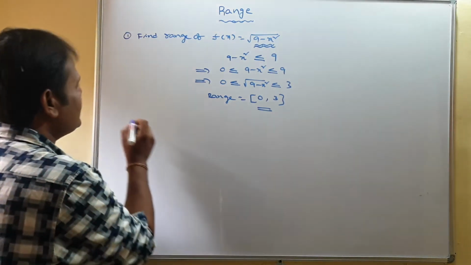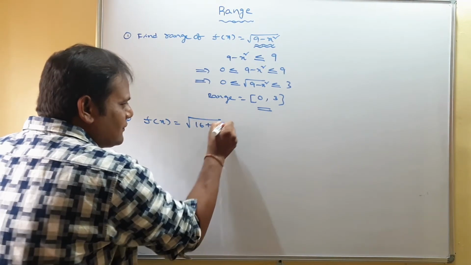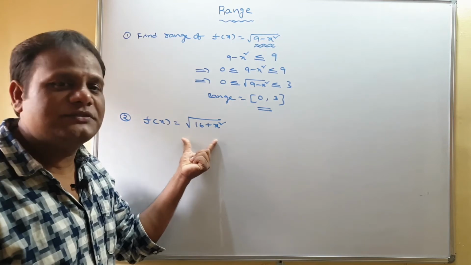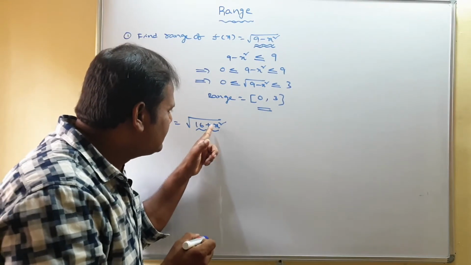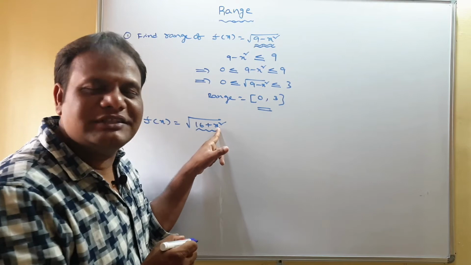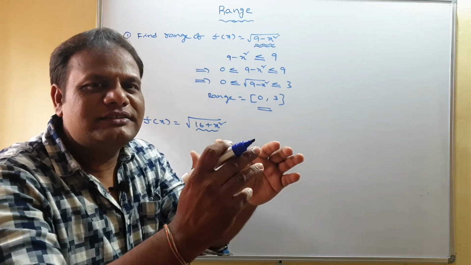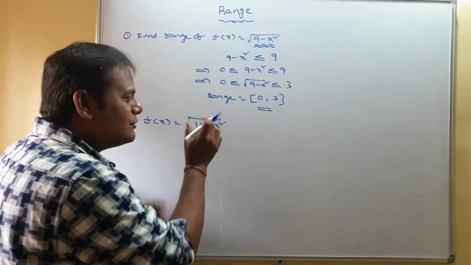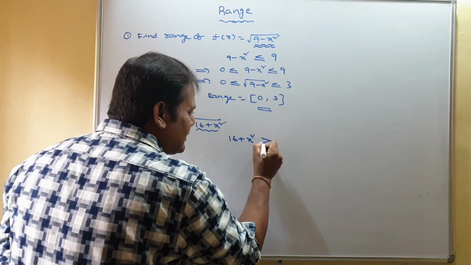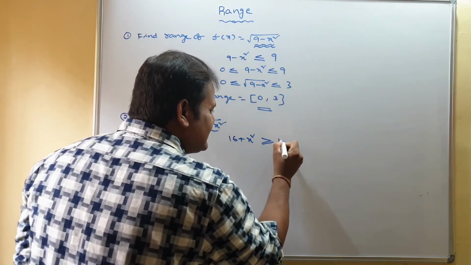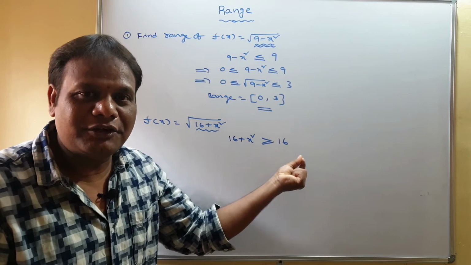Suppose the question is f of x equal to root of 16 plus x square. You have to find the range of this function. See, it is 16 plus x square, so 16 plus a positive value or 0. It never will be negative. So 16 plus something positive is always more than 16. Suppose if it is 0, then we get 16 only. So can I take 16 plus x square greater than or equal to 16? Yes, it is always correct. So 16 plus x square is greater than or equal to 16 only.